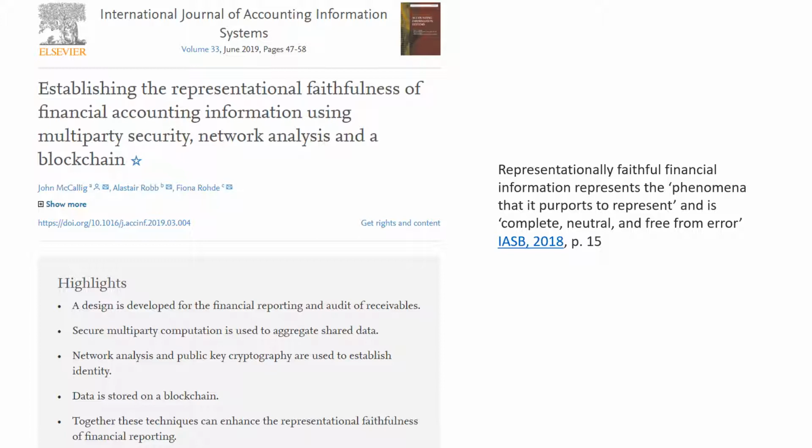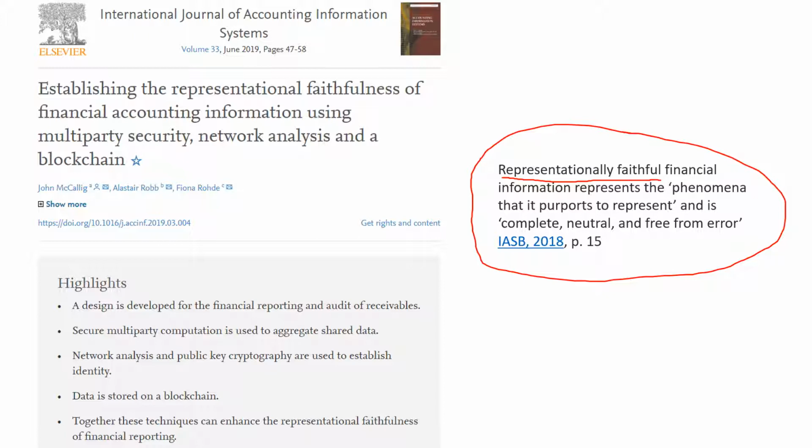This paper uses an objective function that comes from the accounting literature, and that is representational faithfulness. In a paper like this, where we're trying to talk about something new, it's important to have a strong objective function, and what we use here is something that has been developed by the accounting profession in their conceptual frameworks. Representationally faithful financial information represents the phenomena that it purports to represent. So this gives us a link between what we see in financial statements and economic reality.